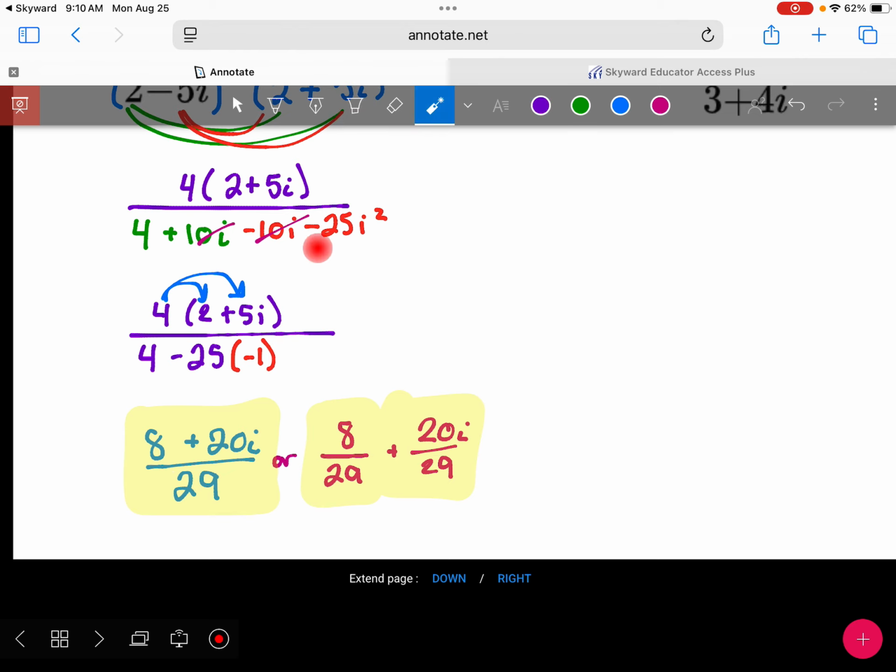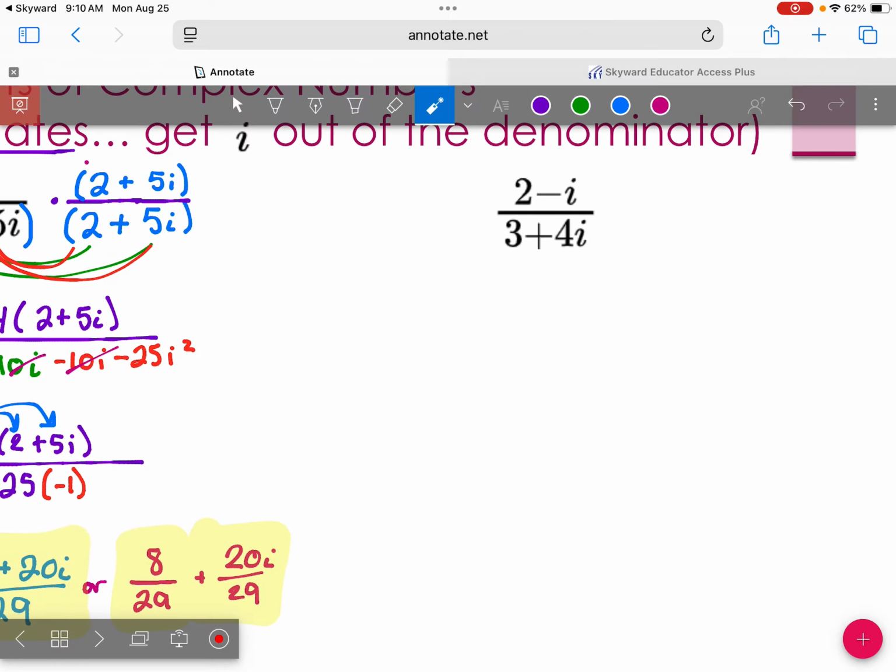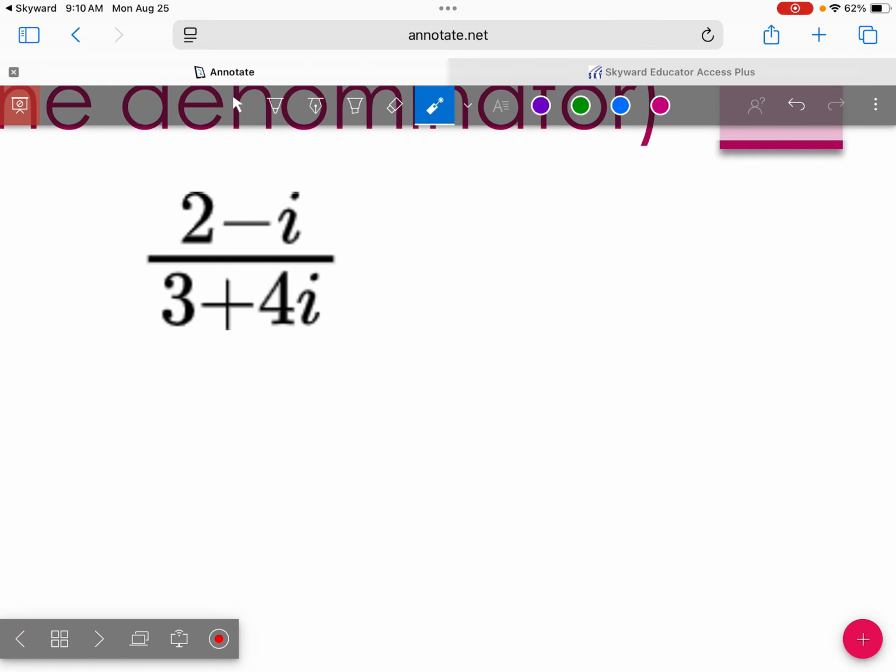You don't always necessarily have to write out every step in this part. I tend to because it's something that is not always intuitive, at least at the beginning. So let's look at this one. We've got 2 minus i over 3 plus 4i. We are trying to rationalize this, which means I need the i out of my denominator. I don't have an equal sign, so I can't multiply both sides by my denominator. I have to rationalize. I have to get rid of the i in the denominator.